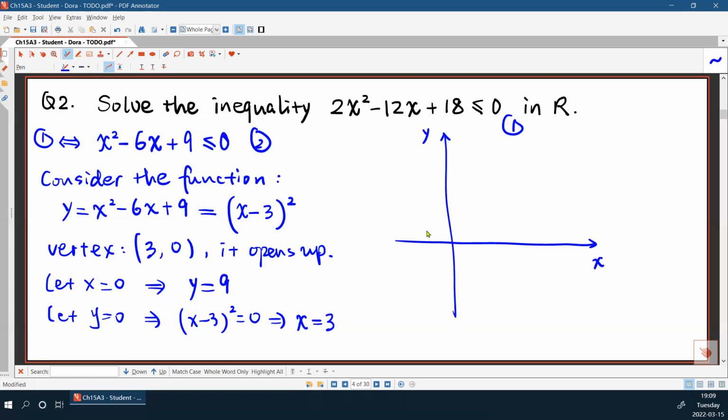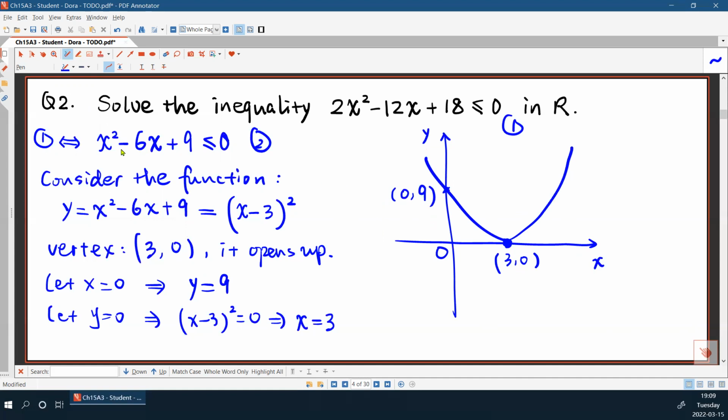Okay, first of all, vertex (3, 0). Then it's opening up, right? Opening up. So basically, we'll have a shape like this. Then the y-intercept here is (9, 0), right? And the x-intercept is (3, 0), which is also the vertex.